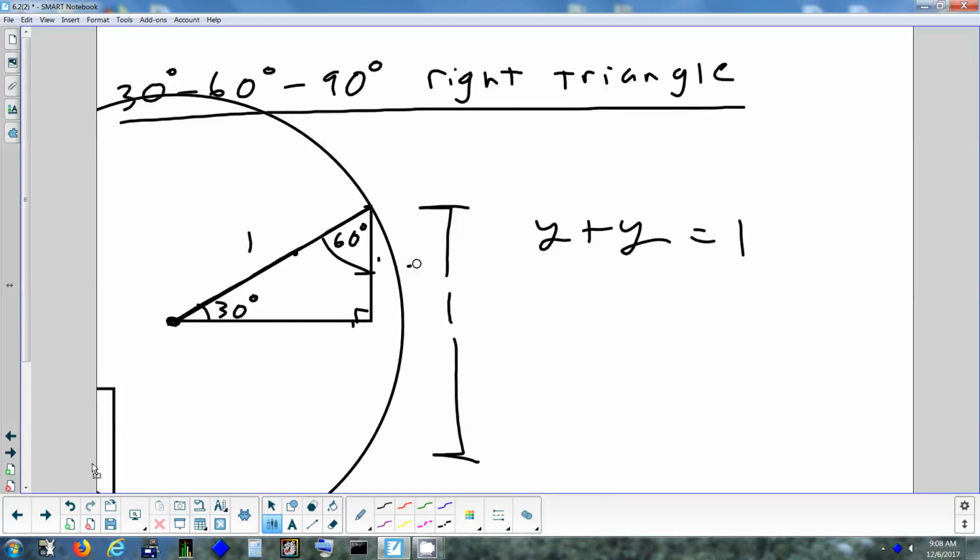Okay. And I'm going to erase y and make it 1/2. All right, so now I can use the Pythagorean Theorem. Very easy, and solve for x.